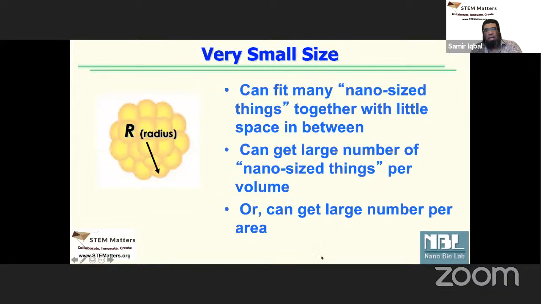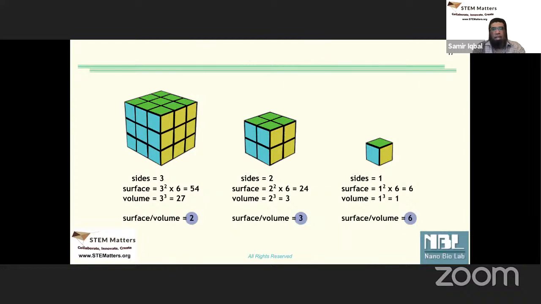Since we have much more surface area, we have many more atoms available for reaction. When you have a big cube, reaction always starts from the surface, and then it keeps on eating away and keeps on going. But if you have all the atoms there, your reaction will be really, really quick.